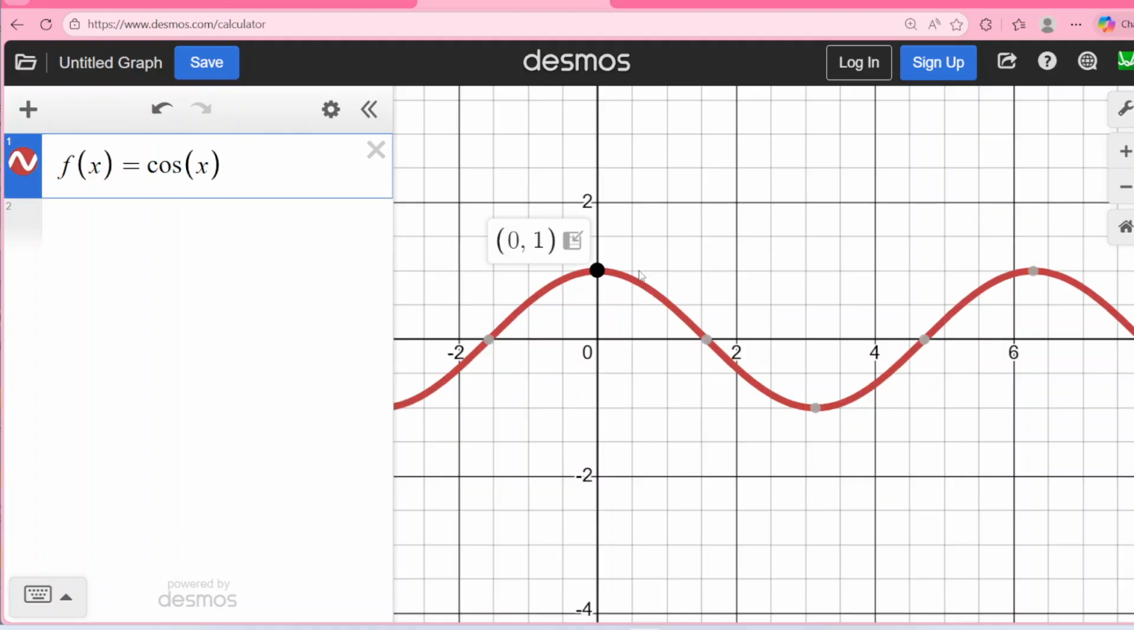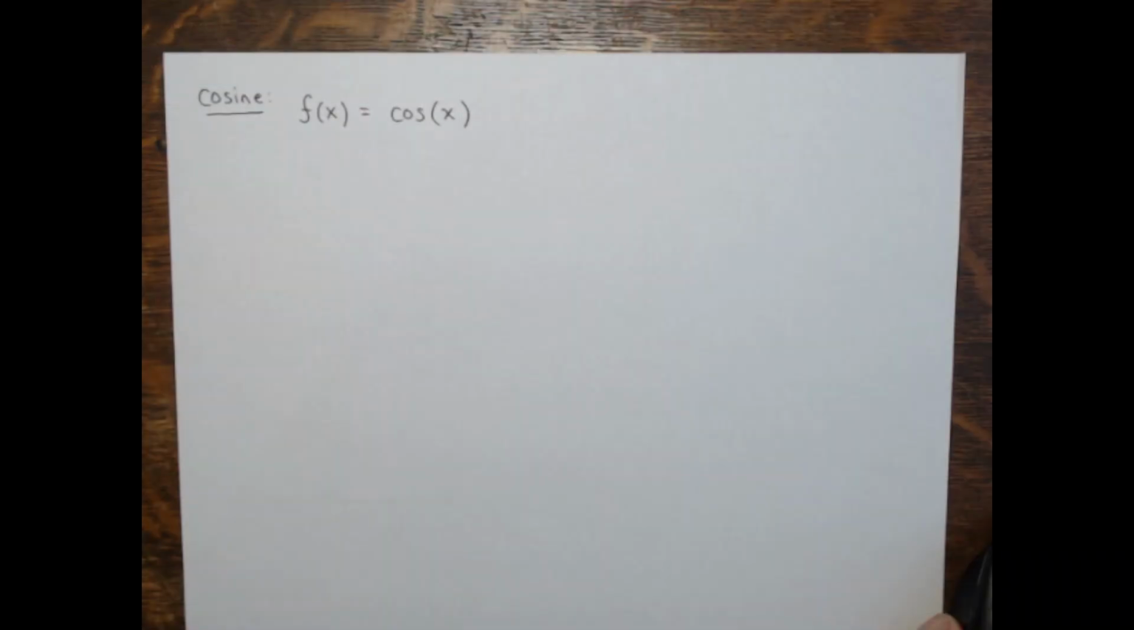So starting up here at 0, 1, here's 2 pi, 1, right? That piece of the wave just kept repeating over and over again, had a period of 2 pi. And highest it got is 1, lowest it got was negative 1, just like sine, right? Very similar to the sine function. So that's the cosine function again, the look of it.